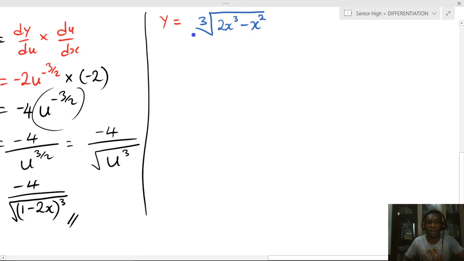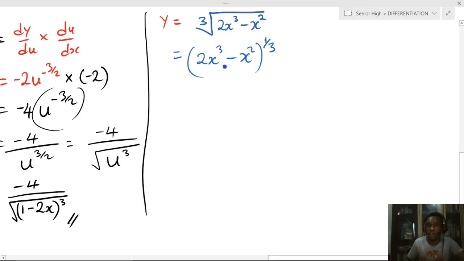Now remember, I told you the first thing to do was transform them to their indices form. So transforming this to indices form will be (2x^3 - x^2) raised to the power of 1 over 3, according to the fractional index law.